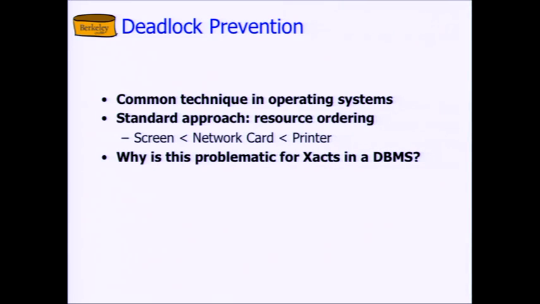So, for example, you might say the screen comes before the network card comes before the printer. So if you want to lock the network card, first you have to lock the screen. Right? It's sort of crazy, but with some resources, this isn't crazy. And so you always have to lock things from left to right. And so you can be sure that if you've got the network card, then you can't be waiting for somebody who's got a lock on the screen. All right? So you total order your resources, and then you can have no cycles of waiting. Why is this problematic for transactions in a database? Why can't we do this?